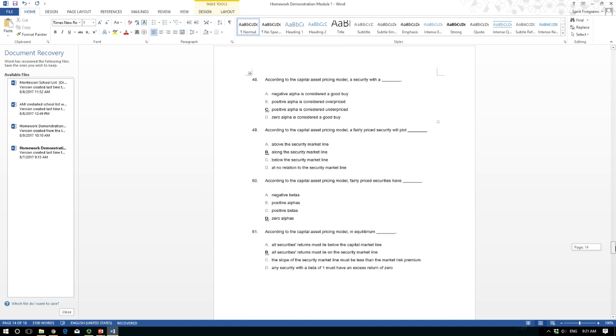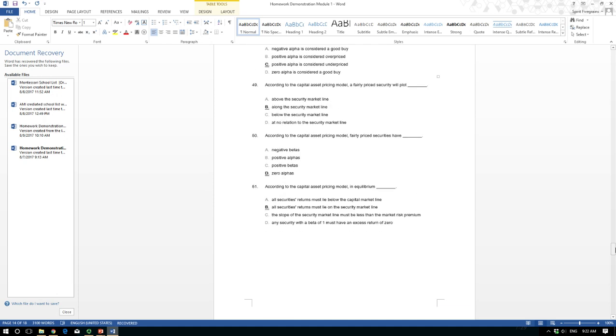Number 51. According to the capital asset pricing model, in equilibrium, all securities' returns must lie on the security market line, or below the line, or the slope of the security market line must be less than the market risk premium. Well, any security with a beta of 1 must have an excess return of 0. A, C, and D are all incorrect statements. Only B is correct. All securities' returns must lie on the security market line.